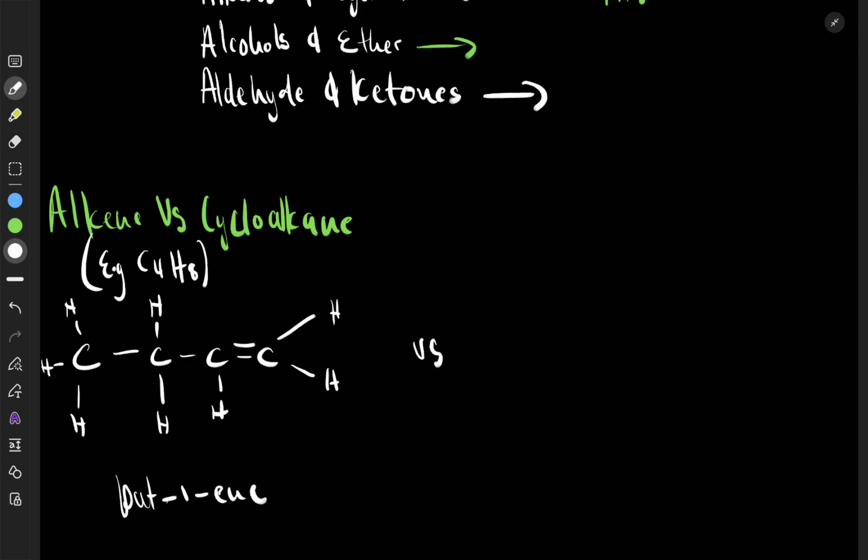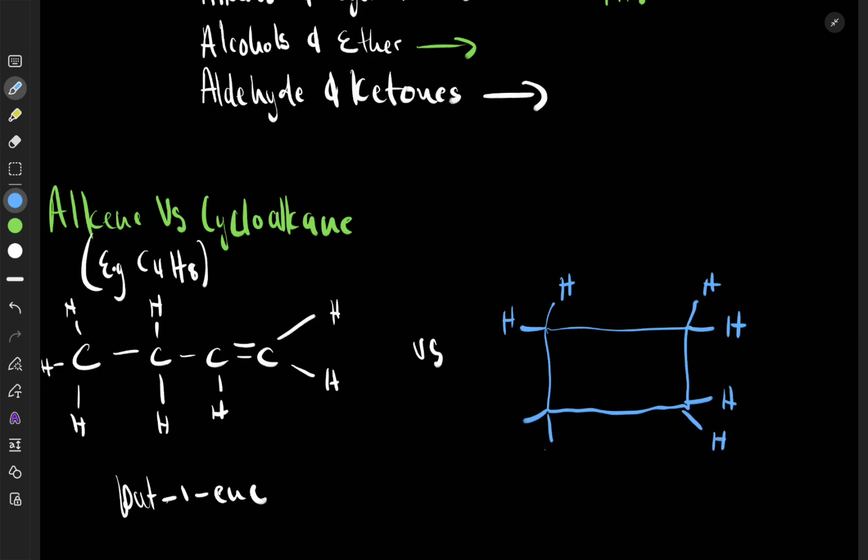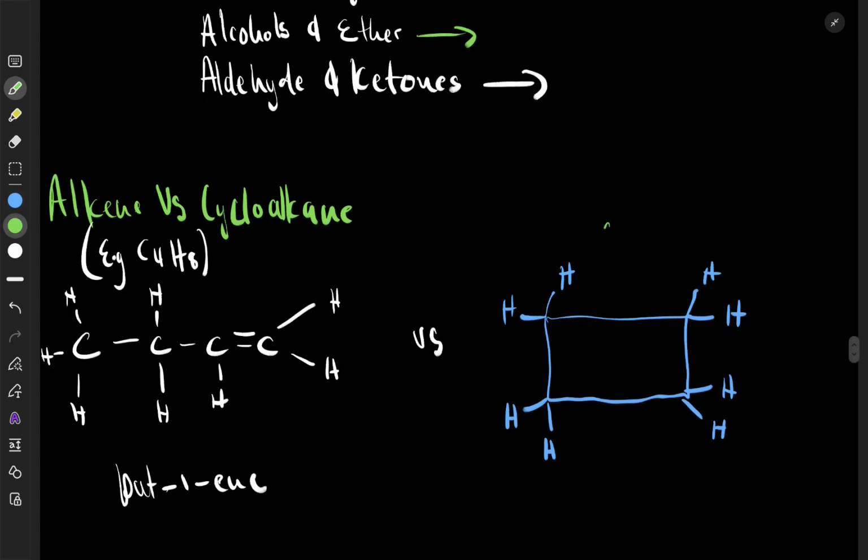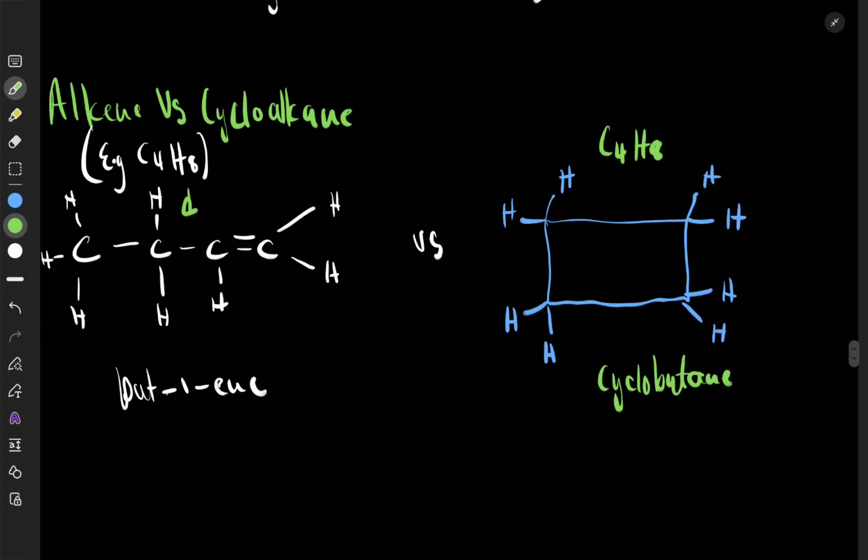Then the cycloalkane is cyclobutane. So let's have it. It is like a rectangle like this, and you can have like this. This is going to be your hydrogens. This is going to be your hydrogens. And if you count, you're going to have exactly 4 carbons and 8 hydrogens. So this is still C4H8. This is also C4H8, but-1-ene and cyclobutane. Okay? And we can have alcohol and ether.